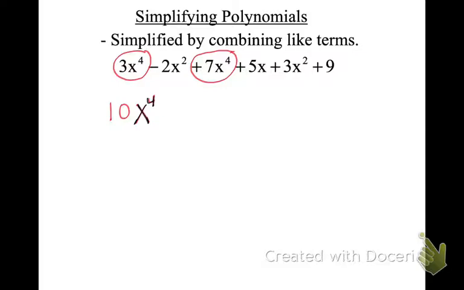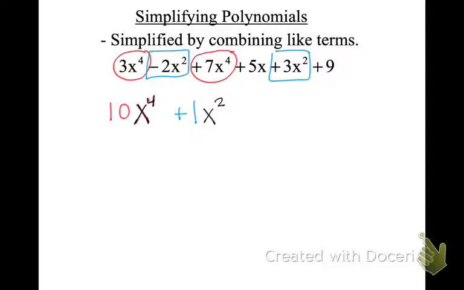Now, do we have any x to the thirds? No. So the next biggest one would be an x to the second. Okay, so here, let me go with a different color. I've got negative 2x squareds and positive 3x squareds. That makes positive 1x squared, right? Positive 1x squared.